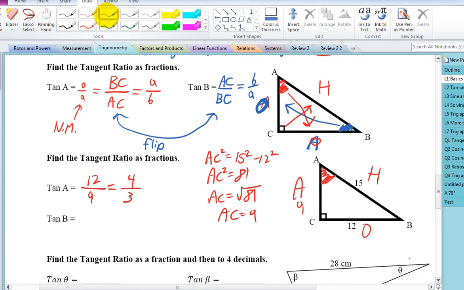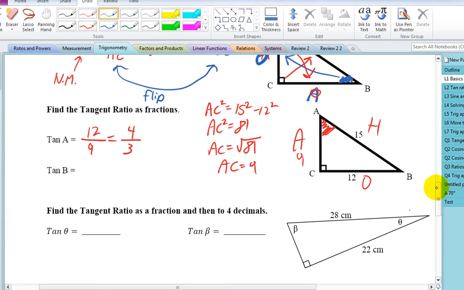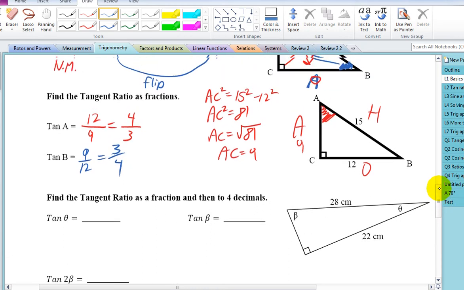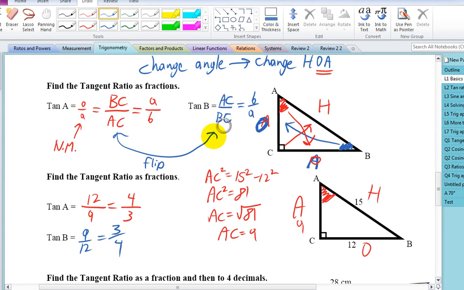Okay. Tan B. What is it? Real quick. Quick. What is it? Tan B. Good. 9 over 12 and 3 over 4. Whoops. Bingo. Yeah, that's all I did because up above, remember we saw the fraction flips? So if we switch angles, we know that the fraction flips. Okay.